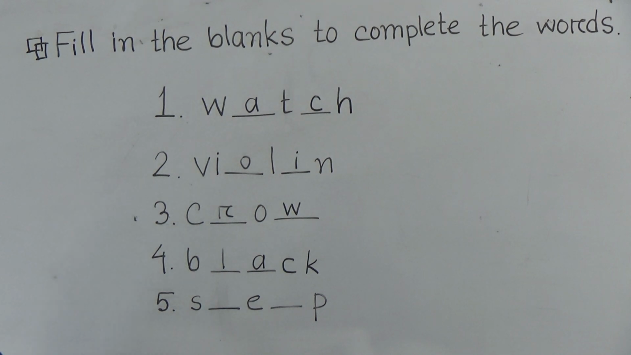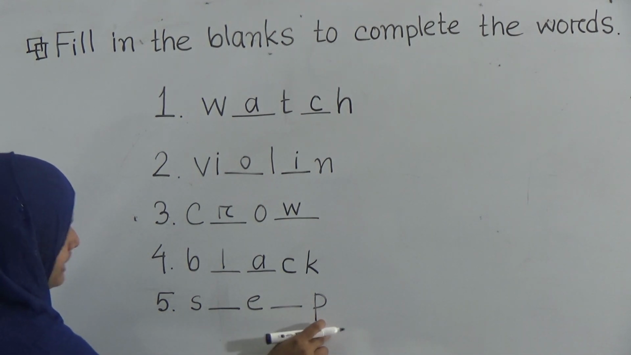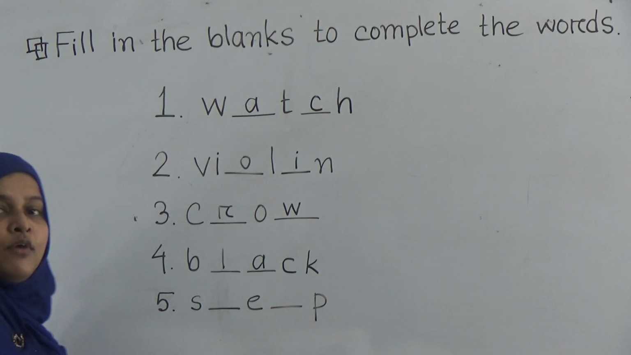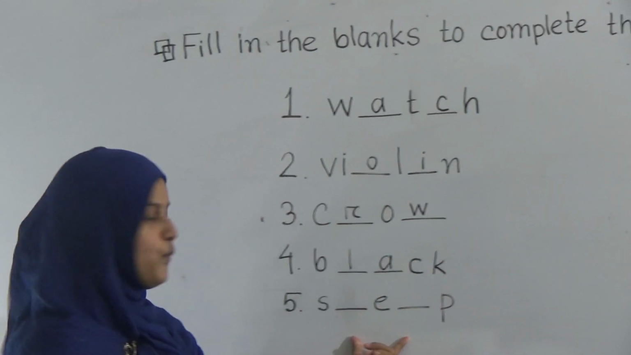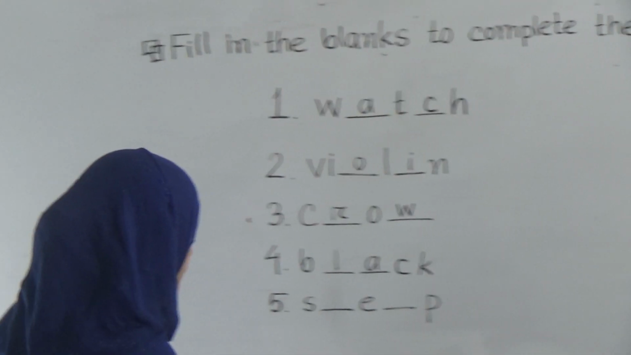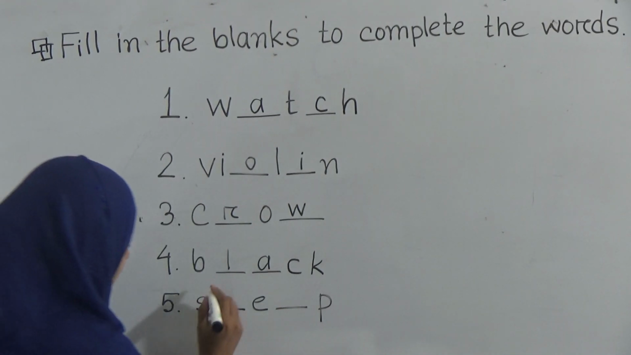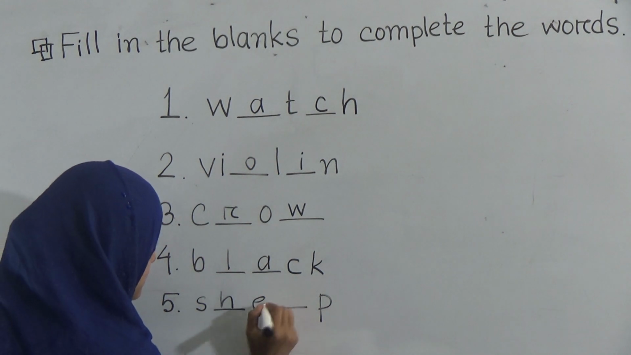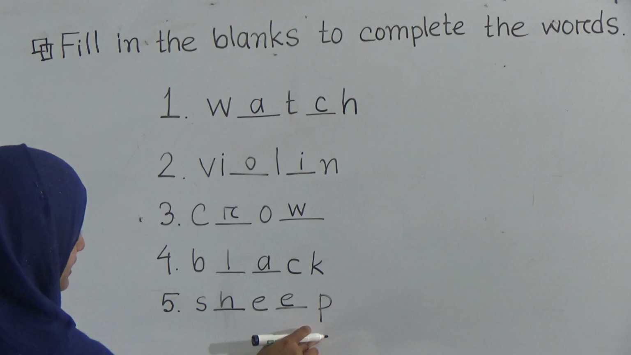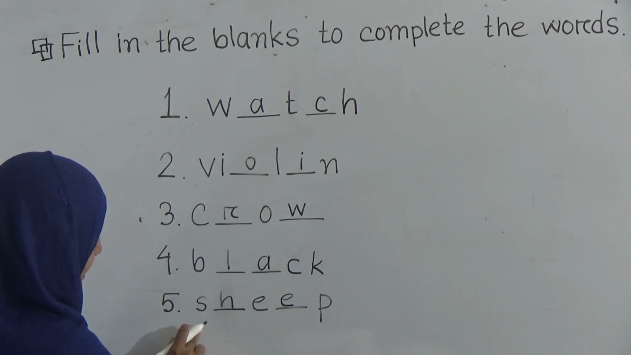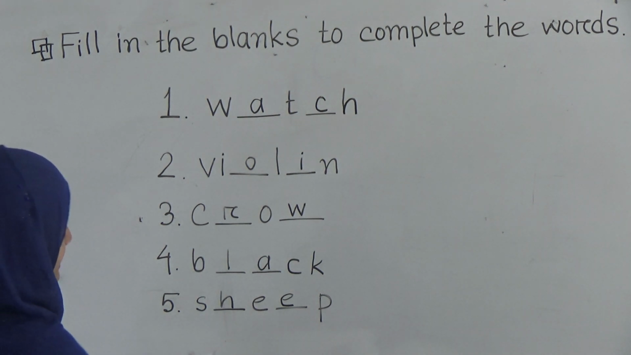Now come to number 5. S, gap, E, gap, P. This is a name of an animal. So I hope you can understand what will be the word. Okay, now try with me. The word will be sheep. Spell the word S, H, here one E and you have to put here another E, then P. So the spelling will be S-H-E-E-P, sheep. Again say with me, S-H-E-E-P, sheep.